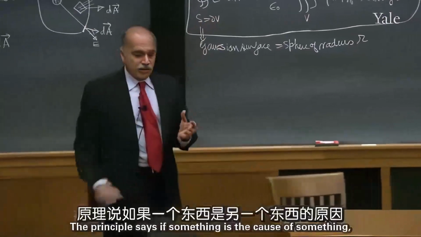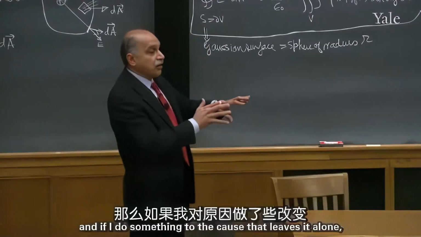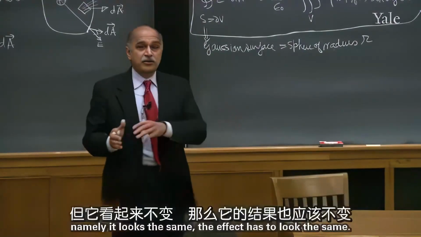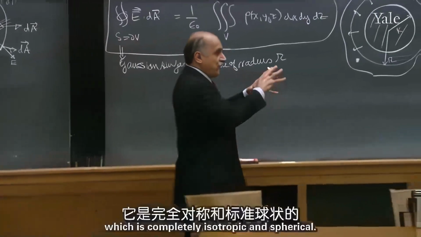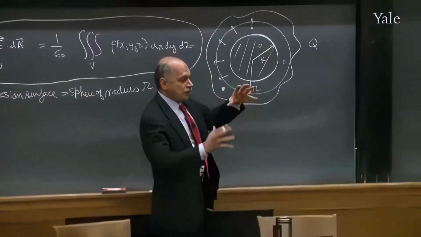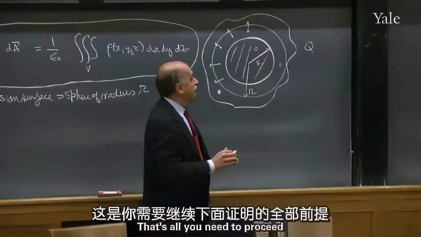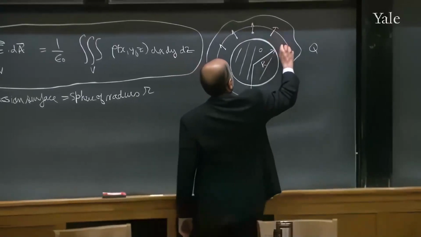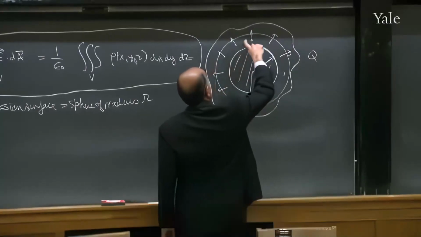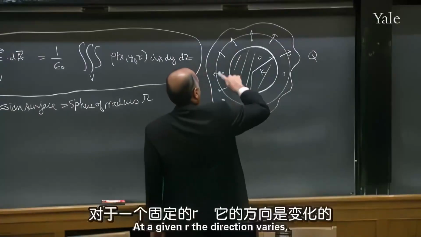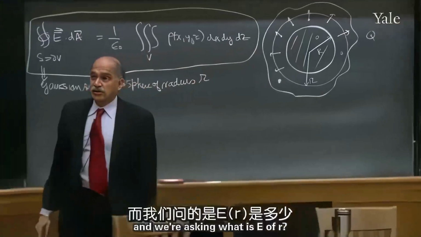The principle says, if something is the cause of something, and if I do something to the cause that leaves it alone, namely it looks the same, the effect has to look the same. It's a very reasonable argument. And the cause here is a ball of charge which is completely isotropic and spherical. You turn it, it looks the same, so the field distribution looks the same. That's all you need to proceed. Because that distribution then is going to have radial lines of unknown strength, but the strength can vary only with r, but not at a given r. At a given r, the direction varies, but the strength is some E of r. We're asking what is E of r.